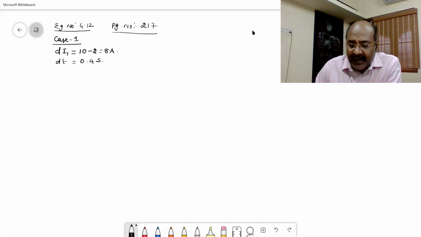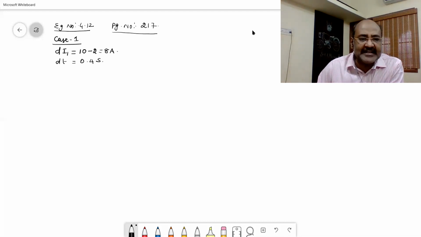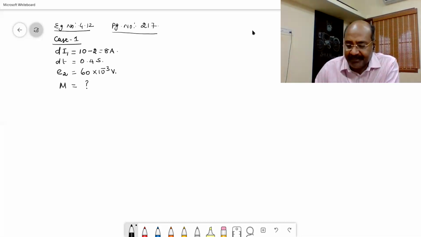Because of that, an EMF is induced in the second coil. Let us consider the EMF induced in the second coil as E2, which is 60 millivolts, 60 into 10 to the power of minus 3 volt. If so, you are asked to calculate the mutual inductance.